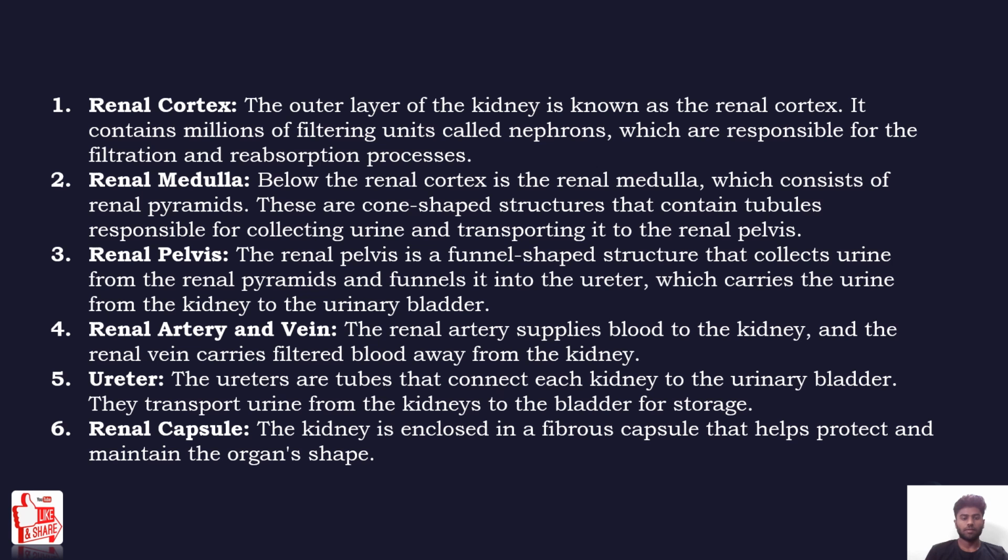renal pelvis. Renal pelvis. The renal pelvis is a funnel-shaped structure that collects the urine from the renal pyramids and funnels it into the ureter, which carries the urine from the kidney to the urinary bladder. Renal artery and vein. The renal artery supplies blood to the kidney, and the renal vein carries the filtered blood away from the kidney.